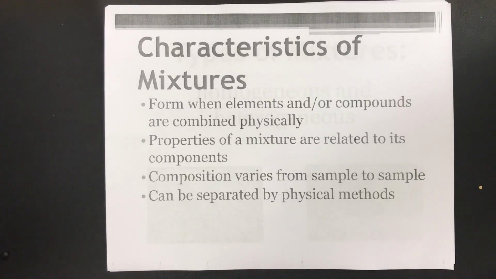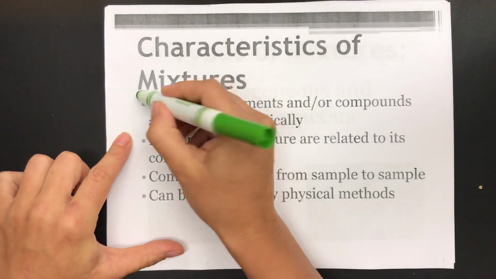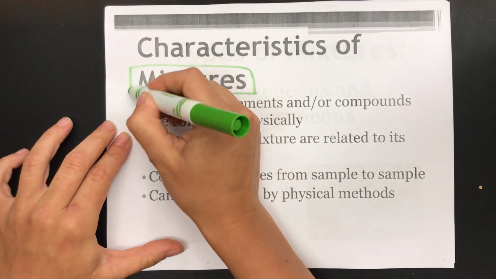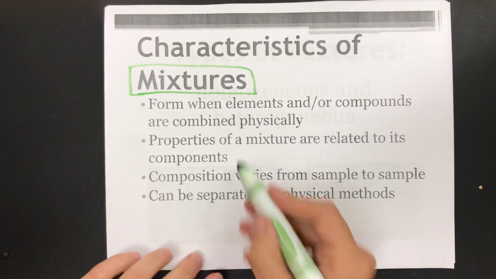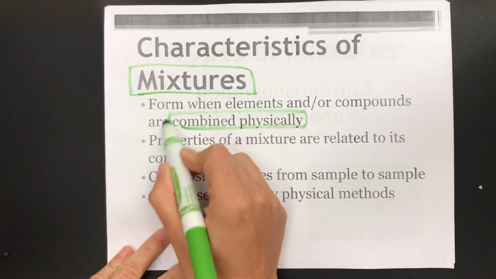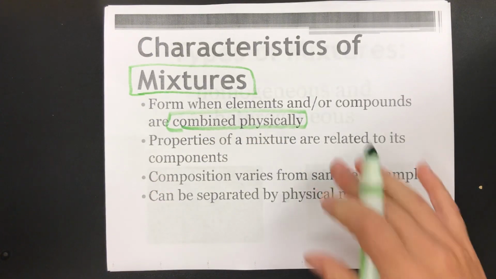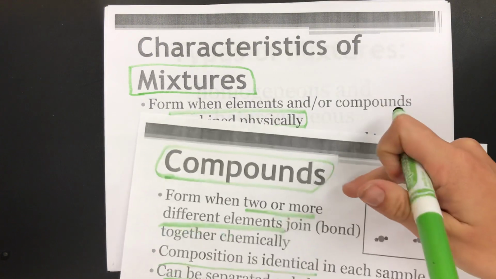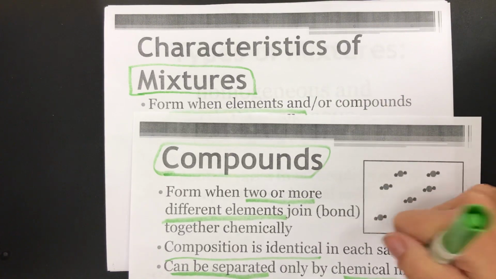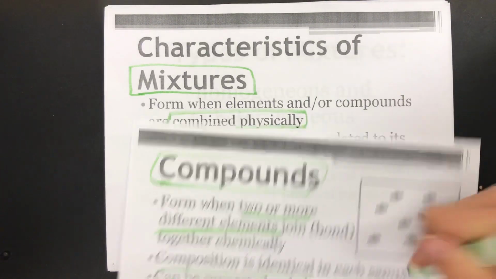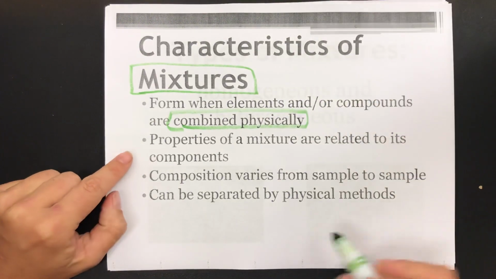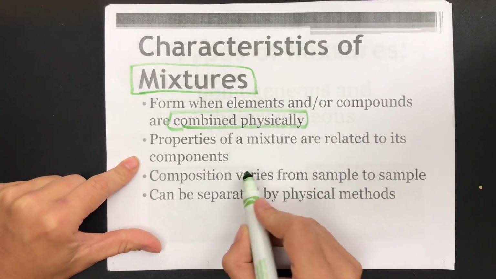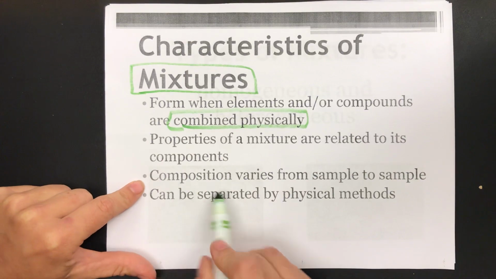Now let's talk about mixtures. Mixtures means exactly what you've always known it to be. It's when you combine things together, but you're going to combine them physically, okay? That's the difference between a mixture and a compound. Compounds are chemically mixed together. Mixtures are physically combined. All right, so properties of mixtures are related to its components.